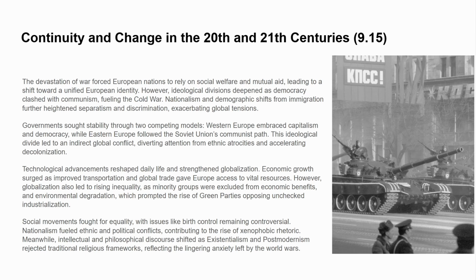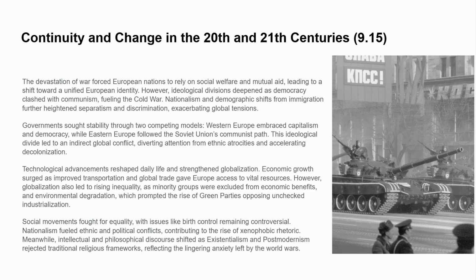The devastation of war forced European nations to rely on social welfare and mutual aid, leading to a shift towards a unified European identity. However, ideological divisions deepened as democracy clashed with communism, fueling the Cold War. Nationalism and demographic shifts from immigration further heightened separatism and discrimination, exacerbating global tensions.